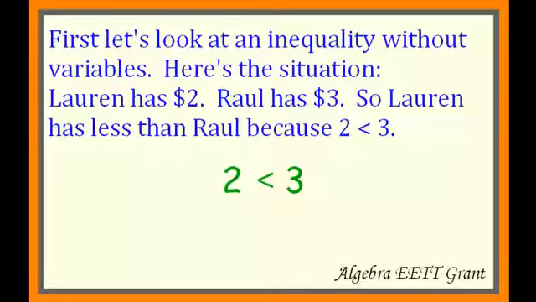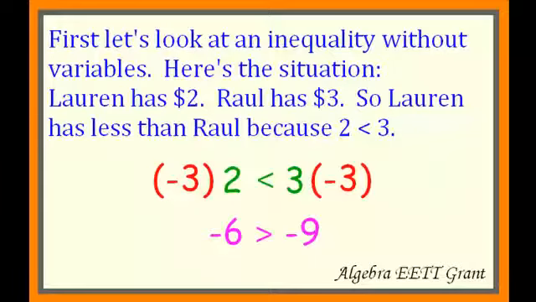Now here's the thing we got to think about. What about if we multiply both sides by negative 3? Well, that's going to give us negative 6, and 3 times negative 3 is going to give us negative 9. Well, negative 6 is actually greater than negative 9. So in this case, to make the final statement true, I had to flip the inequality. So here's what you need to get out of this little example: add, subtract, multiply by a positive number, you're good, leave the inequality alone. But if you ever multiply or divide by a negative, you must flip the inequality.